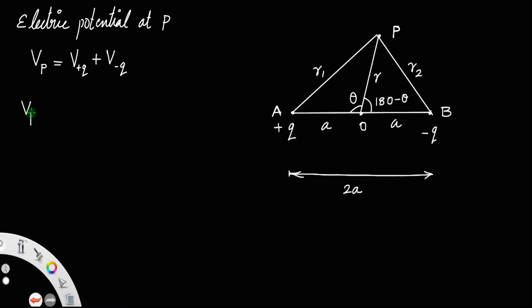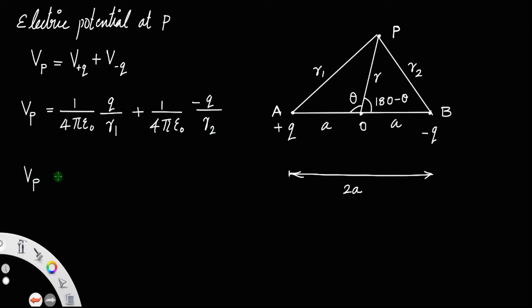That is, Vp will be, you know the expression for electric potential, 1 by 4 pi epsilon 0 times charge divided by distance. So it is 1 by 4 pi epsilon 0 q by r1 plus the electric potential due to minus q, which is minus q divided by the distance r2. You can write this as potential at P equal to q by 4 pi epsilon 0 times 1 divided by r1 minus 1 divided by r2. Let's call this equation number 1.